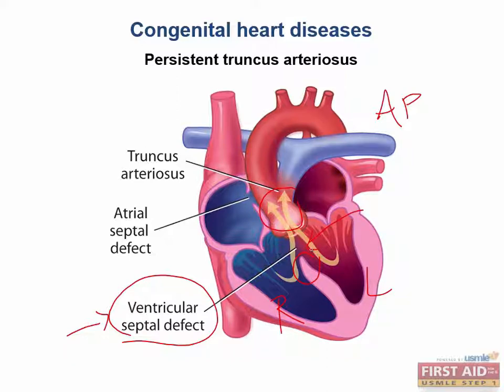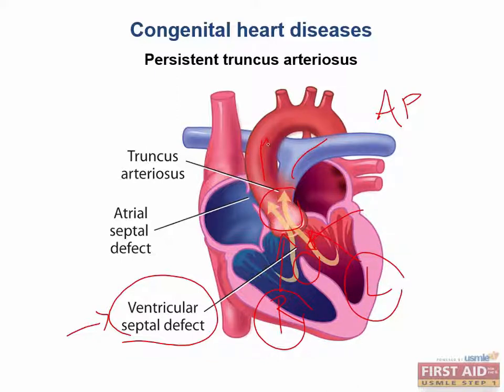So what's going to happen? Well, we're going to have blood from the right and from the left mixing. They're both going to be dumping into this one huge vessel. So the blood from the right side and the left side are draining into this one truncus root. And then the pulmonary artery here and the aorta will then branch off later.